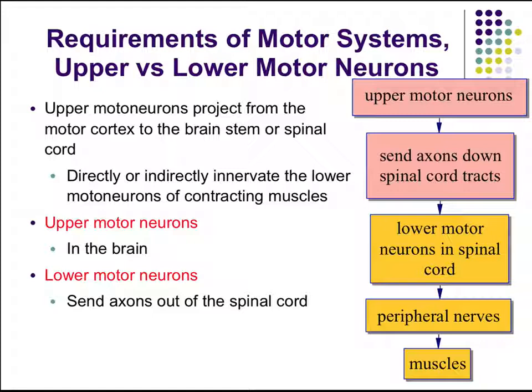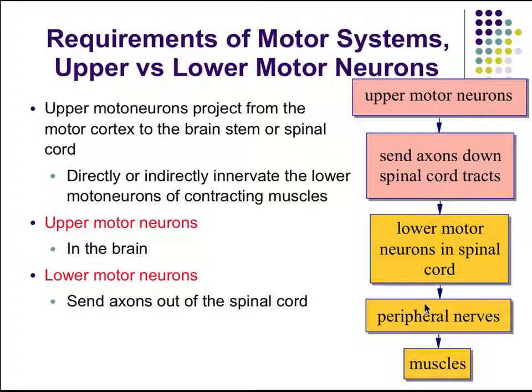So what are the requirements of the motor system? So obviously we need our primary motor cortex. And then we need to send that information from the brain down to the spinal cord, out to our muscles to cause the muscles to move. So the neurons are pretty important. We have our upper motor neurons and our lower motor neurons. Our upper motor neurons, their cell bodies are going to be in the brain, and they're going to send their axons down the spinal cord. And they will directly or indirectly innervate the lower motor neurons of our contracting muscles.